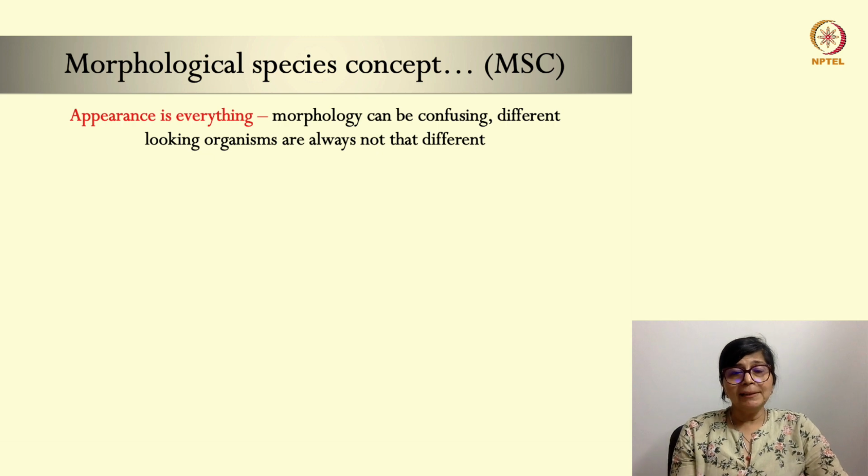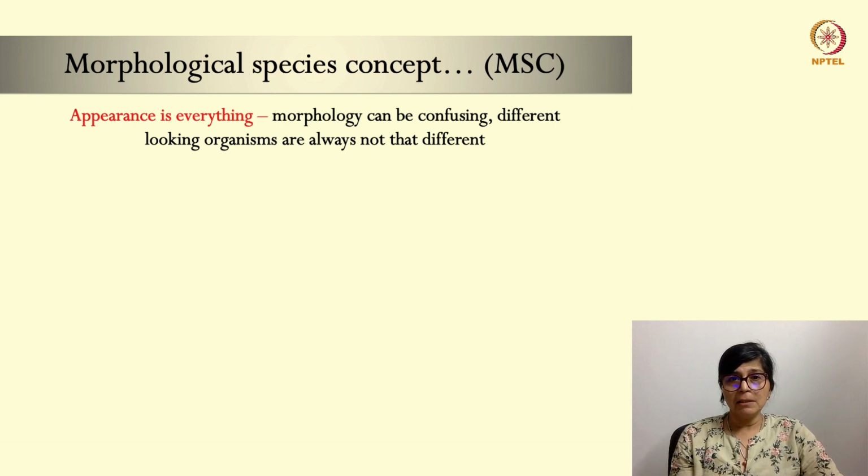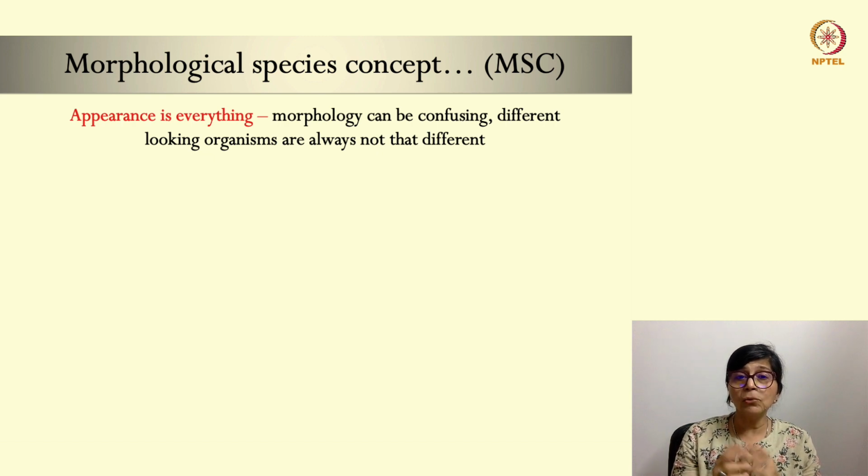So appearance is everything, is what it means. If I am a human, I definitely look different from a dog, and hence we are different species. Okay, but can confusion occur in this, that I'm different from a dog? No, but confusion can occur in something else. Morphology can be confusing. Different looking organisms are not always that different.